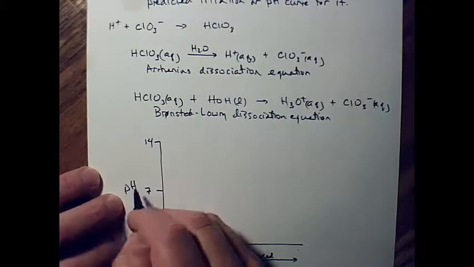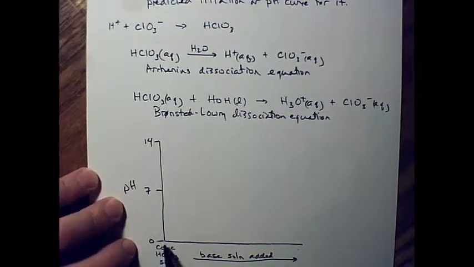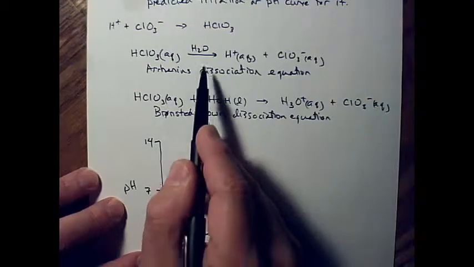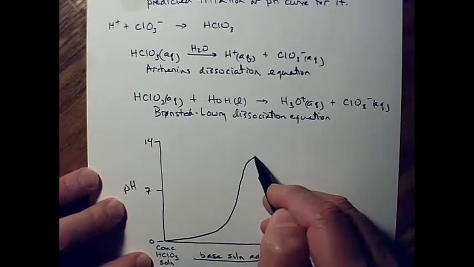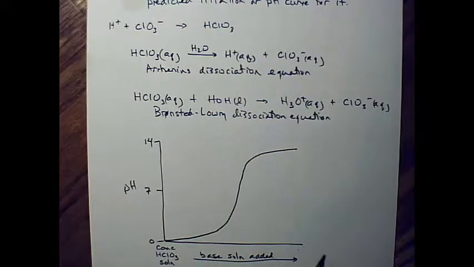So here's pH over here. And since it's a strong acid, it's going to start like this. Since it's monoprotic, that's to say only one hydrogen is removed, we get a single cliff face, and we get an upper plateau.